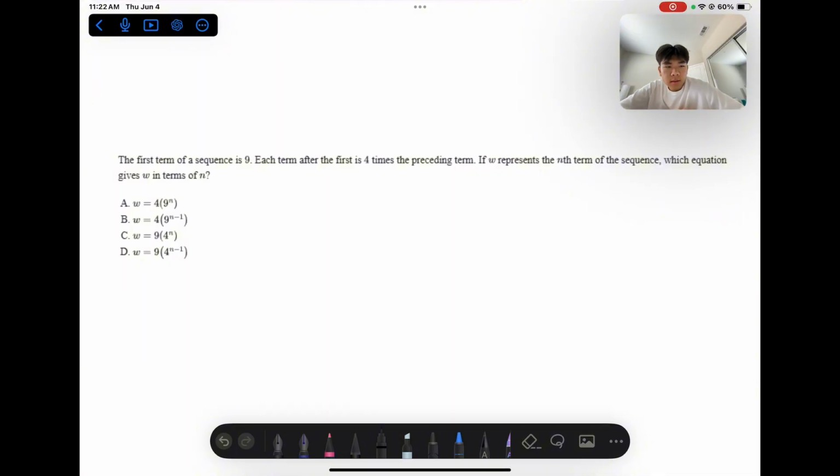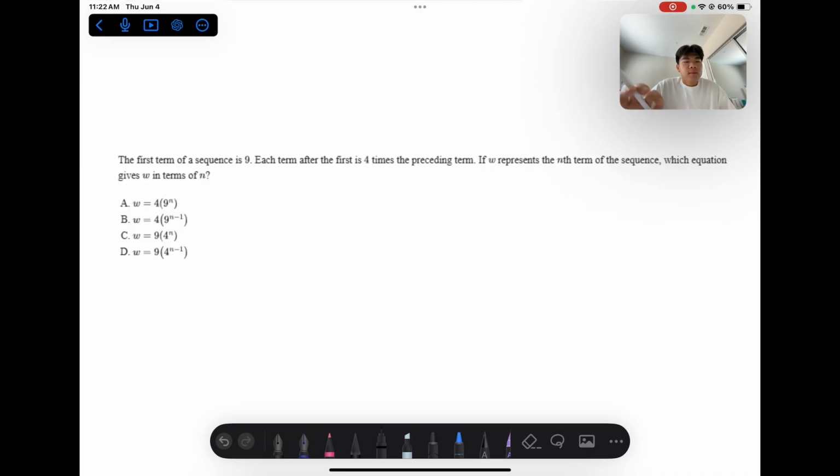The first term of a sequence is 9. Each term after the first is 4 times the preceding term. If W represents the nth term of the sequence, which equation gives W in terms of n? Alright, I keep saying this, but the wording is very confusing in this problem. But as we did with every other previous problem, just take it step by step. Do what you already know to solve this equation.